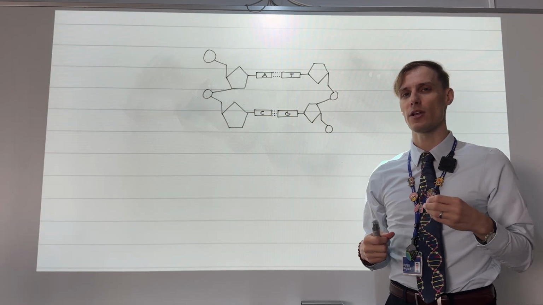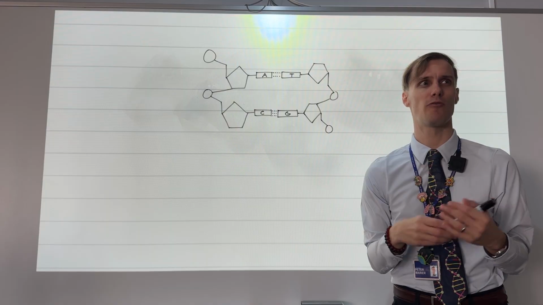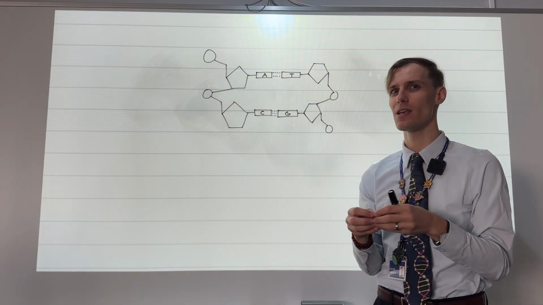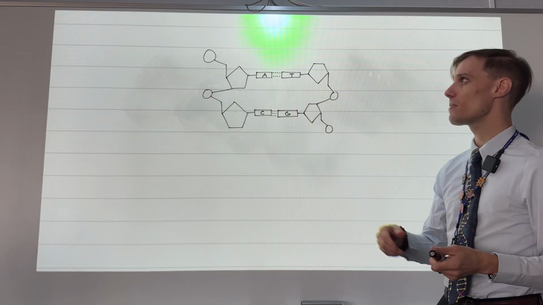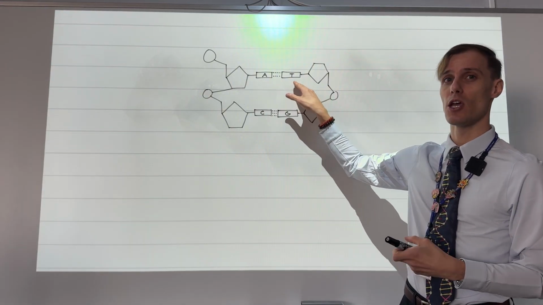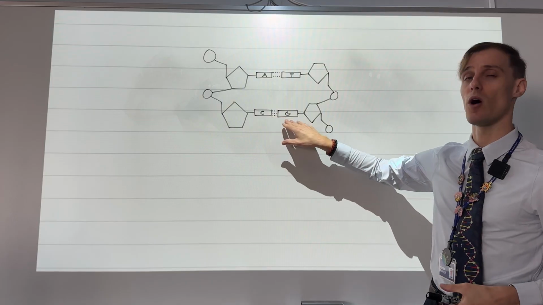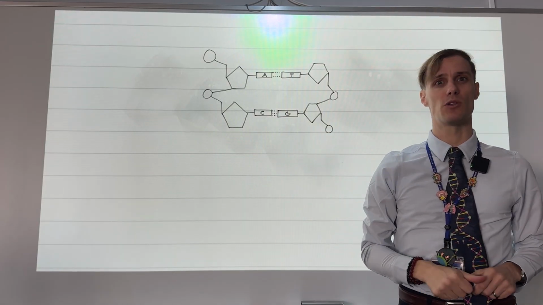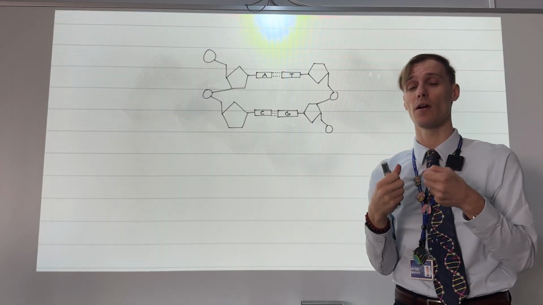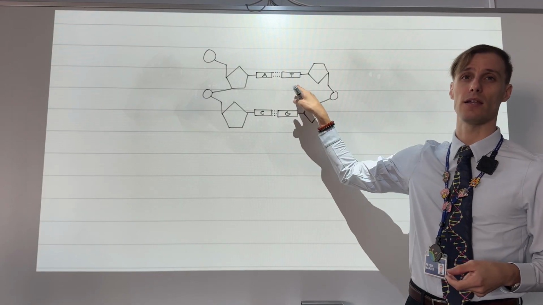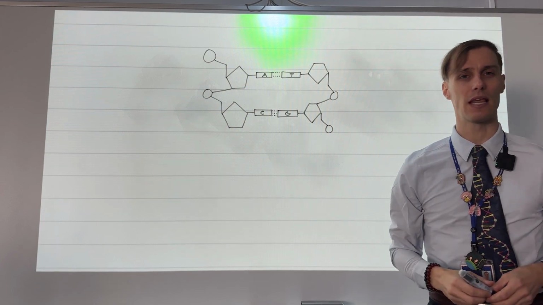Now, the IB learning outcomes do specify that students don't need to know how many hydrogen bonds form between complementary base pairs. However, I do think it is worth showing on a diagram, and adenine and thymine form 2 hydrogen bonds with each other, whereas cytosine and guanine form 3 hydrogen bonds with each other. So in this way, cytosine and guanine are actually stronger base pair attractions than adenine and thymine.